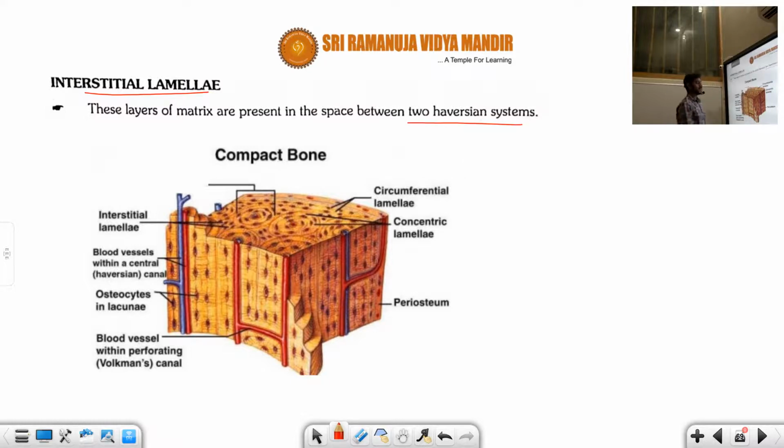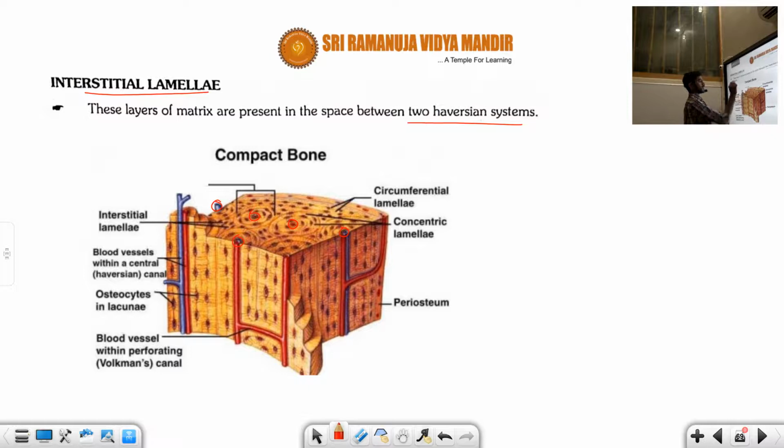So students, you can see this is also a Haversian system, and this is also a Haversian system. So what they are talking about now is that these layers of matrix are present in the space between the two Haversian systems. So this is 1 and 2, right? 1 and 2. For example, you can see the space.